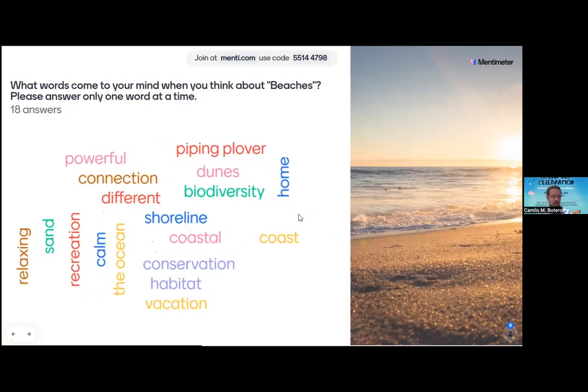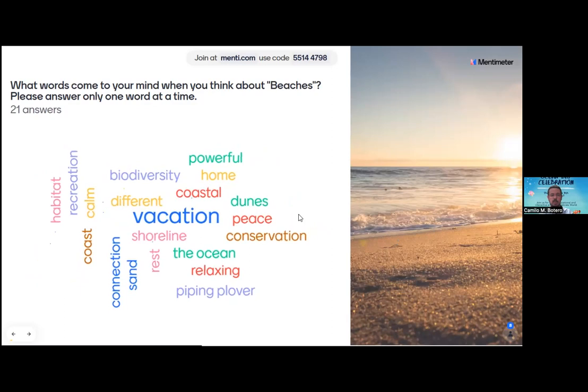If we have the same word, for example, vacation, now at least two people voted for vacation. This is why this word is bigger. Relaxing, rest, calm. Then we can see here that the beach is more than just sand and water. Beaches are all of this world and many more worlds.